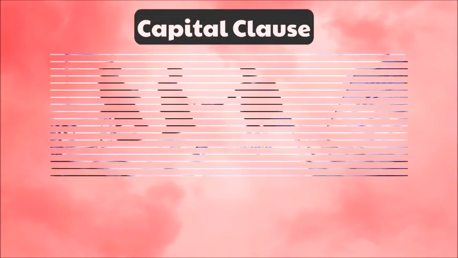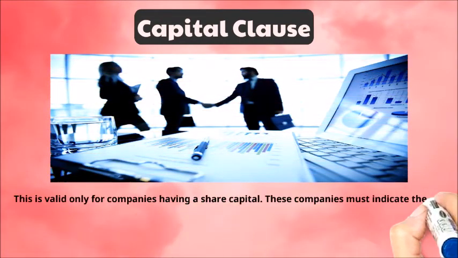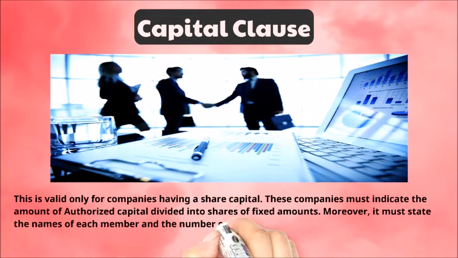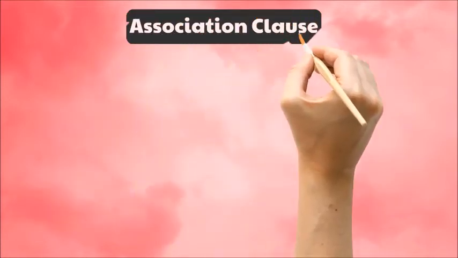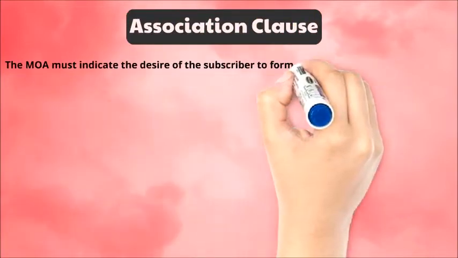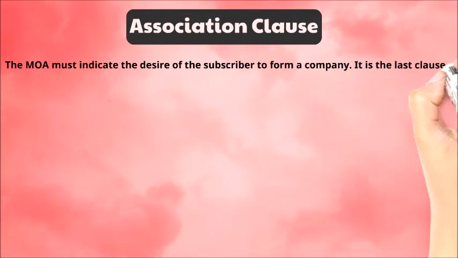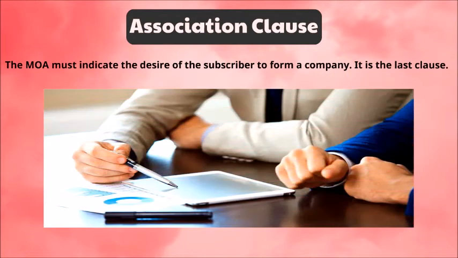Capital clause. This is valid only for companies having a share capital. These companies must indicate the amount of authorized capital divided into shares of fixed amounts. Moreover, it must state the names of each member and the number of shares against their names. Association clause. The MOA must indicate the desire of the subscriber to form a company. It is the last clause.